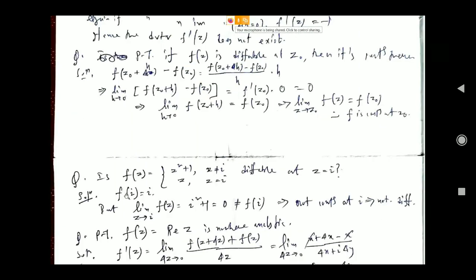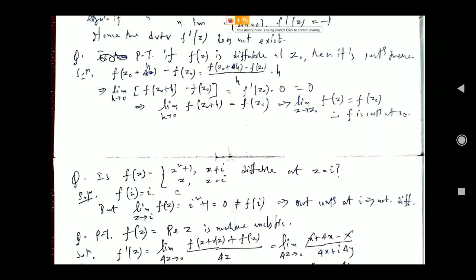So this is the thing. So there is the same thing. F of I equal to I, but limit z tends to I of f z equal to I square plus 1 gives you 0, which is not equal to f of I. So therefore it is not continuous. So not continuous at I means not differentiable also.